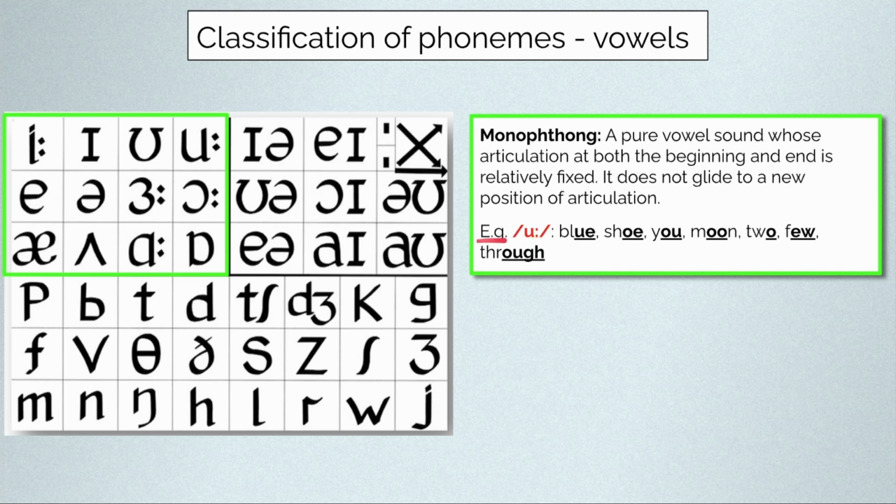Now, when you're giving an example for these, you only need to actually give an example of the sound. We usually write them in slanted brackets like this. I'm just writing the words here for illustrative purposes.